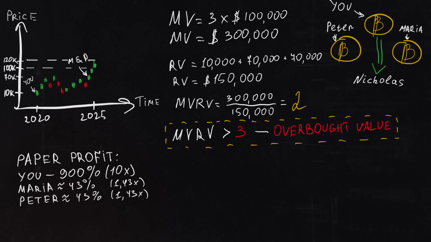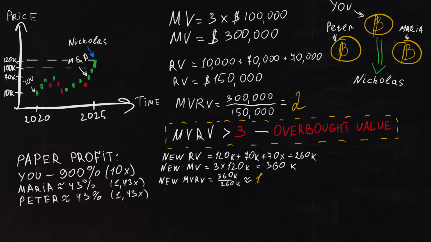Bitcoin. Now it will be Nick's $120,000 plus $70,000 each from Peter and Maria, totaling $260,000. But the price of Bitcoin has also increased. Now it is $120,000. So the market capitalization of Bitcoin is now $360,000. But what happens to MVRV? It seems it cracked and fell sharply, becoming no longer 2, but about 1.38.